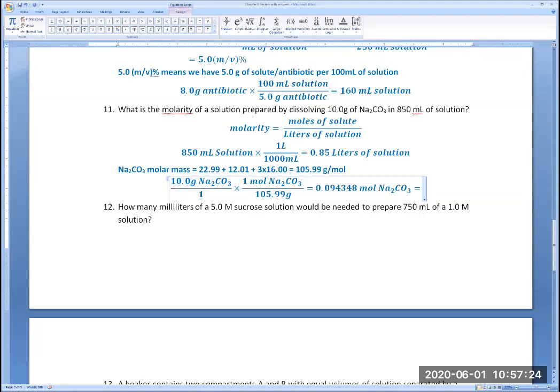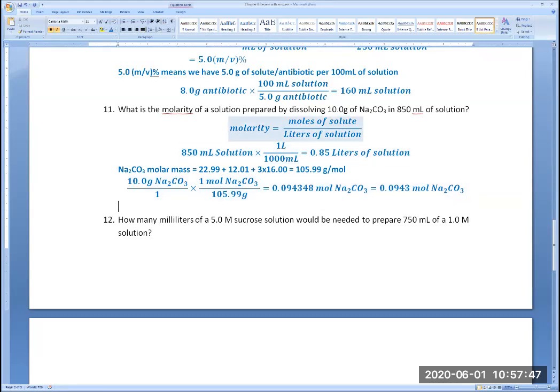So we keep 0.0. These are not significant. And so we start counting from 9, 4, 3. What comes after the 3 is a 4. So we keep the 3 and we drop everything after. And it's moles of Na2CO3. So that's our number of moles of Na2CO3.